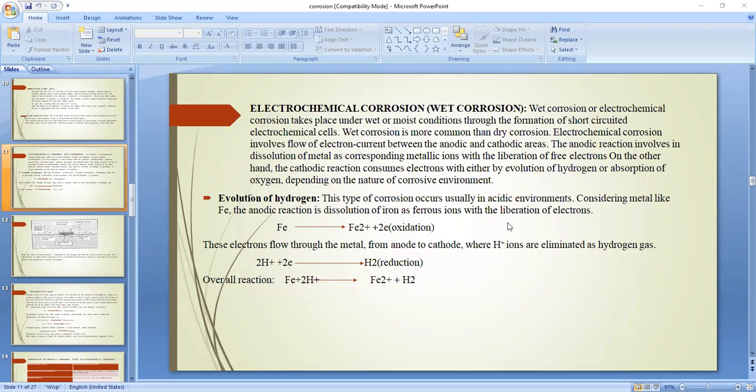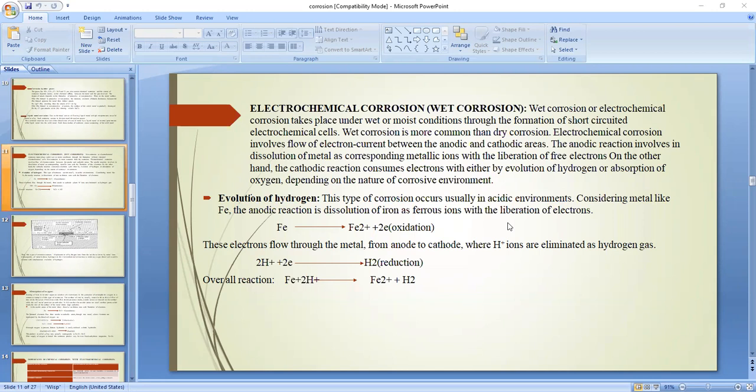So today's topic which I would like to discuss is wet or electrochemical corrosion. Wet corrosion, the name itself indicates, is a type of corrosion that usually takes place in the presence of moisture. And here the wet corrosion is also called electrochemical corrosion.